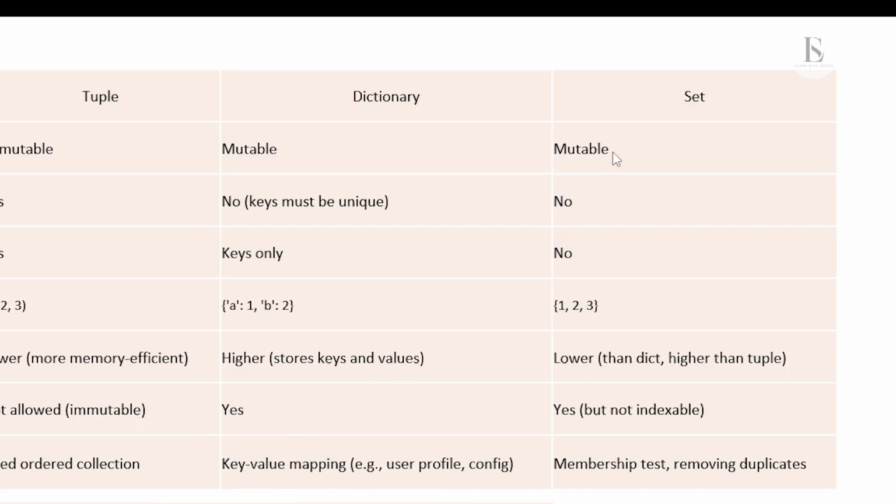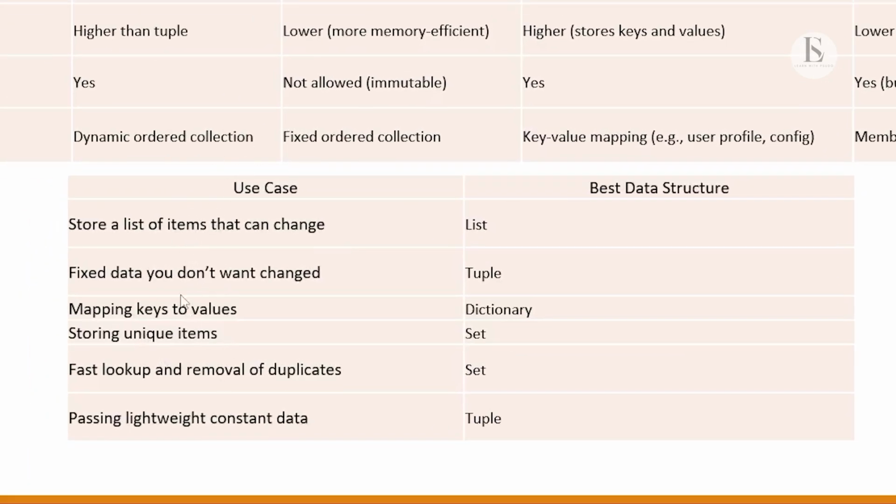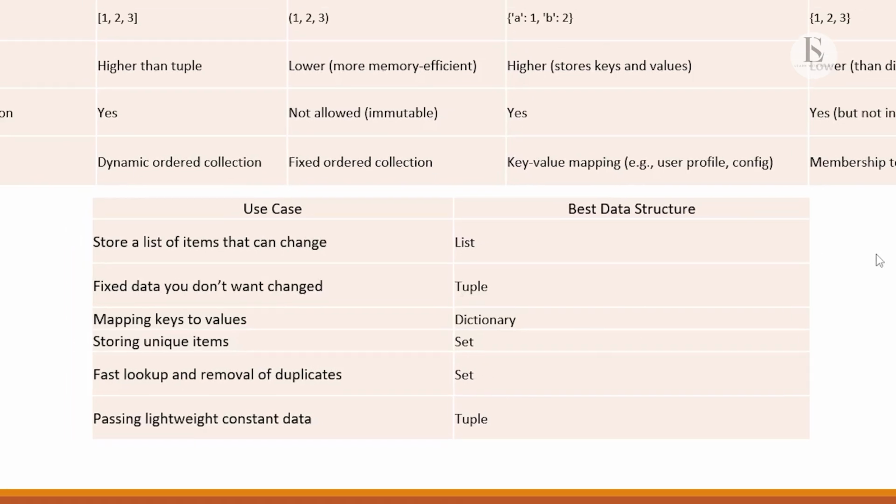Set is again mutable. Allows duplicates? No. Indexable? No. Syntax is again in curly brackets. Memory usage is lower, lower as compared to dictionary, but it is higher than tuple. Insertion and deletion is possible. The use case is where you want to remove duplicates. Now here are again a few use cases where you can use each type of data. Just go through it.